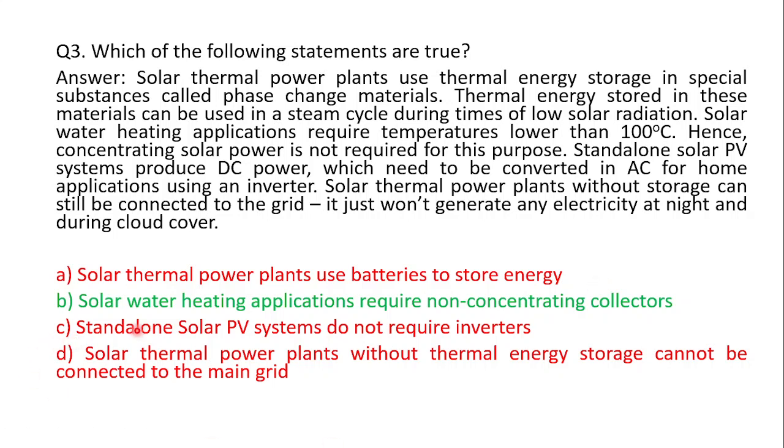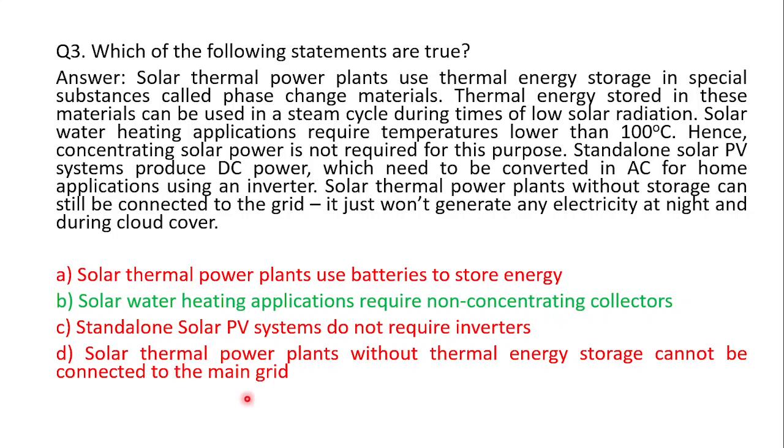Then option C was: standalone solar PV systems do not require inverters. That is also not right, because standalone solar PV systems also produce DC, direct current, but you are using this to power your home, or any appliance that requires AC, alternating current. So you need an inverter for any solar PV application, unless you're running some DC motor or something like that, but those are pretty rare actually.